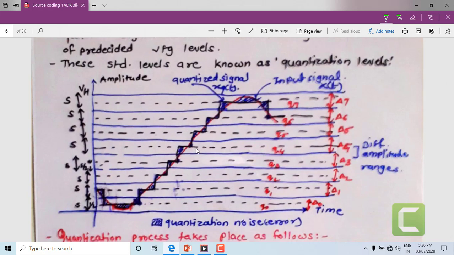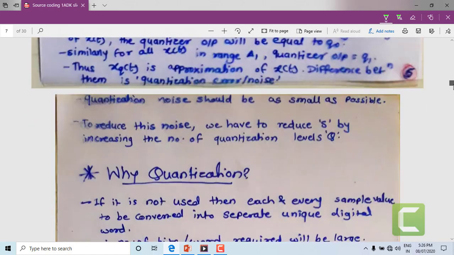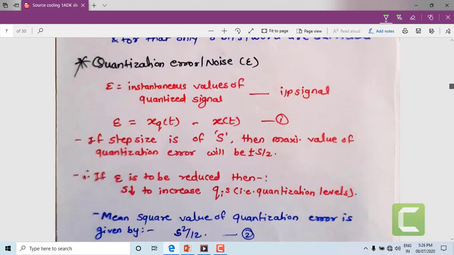This is the quantization level, and for this quantization level the step size has been shown over here. So this step size is present below the original signal level with half value, and above the original signal level with half value. That means the total step size S will get divided by 2 above and below the original signal level.